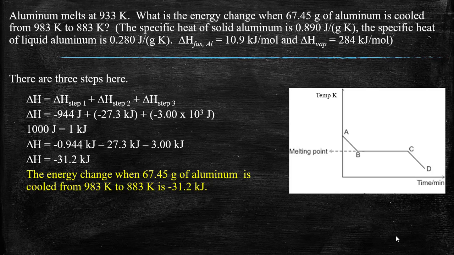The energy change when 67.45 grams of aluminum is cooled from 983 Kelvin to 883 Kelvin is minus 31.2 kilojoules.